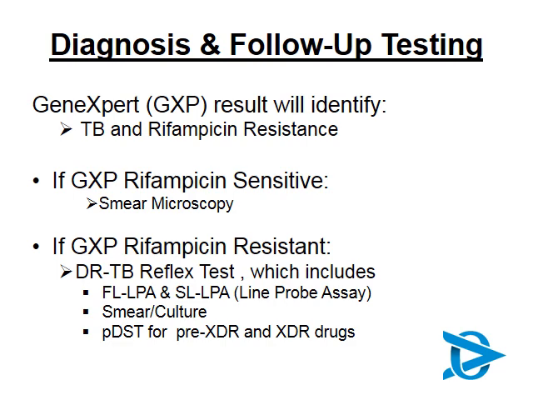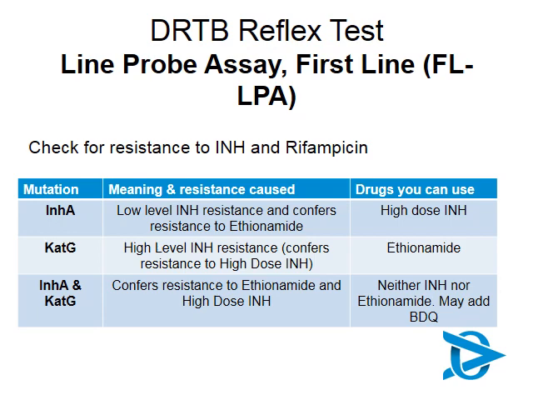And that reflex test includes several things. It includes first-line LPA and second-line LPA. It will include the smear and culture that needs to be sent, and if indicated, it will also include the PDST for pre-XDR and XDR drugs, so for other possible second-line drugs. So let's look at this DRTB reflex test and some of its components.